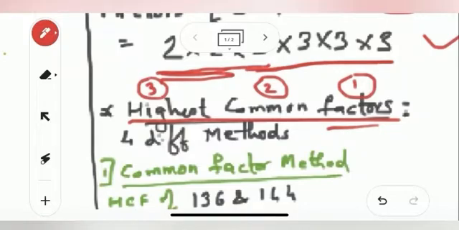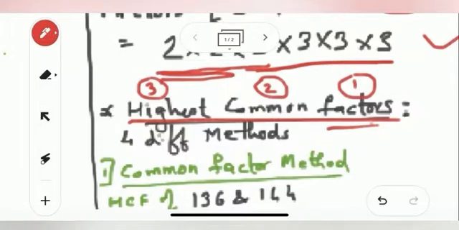First we have to find the factors of the numbers. From all the numbers we have to find the factors, then find out which are the common factors, and from the common factors we have to see which is the highest common factor. So the highest factor among all the common factors is called the highest common factor.